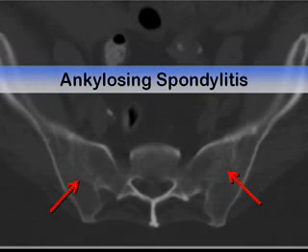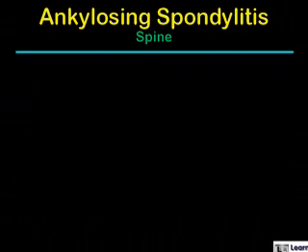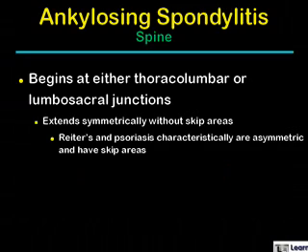This is a CT scan of the pelvis in a patient with ankylosing spondylitis, and you can see that the red arrows are pointing to the fused sacroiliac joints bilaterally. In the spine, ankylosing spondylitis begins at either the thoracolumbar junction or at the lumbosacral junction. It extends symmetrically without skip areas, which is in contradistinction to Reiter's and psoriasis, which characteristically are asymmetric and do have skip areas in the spine.